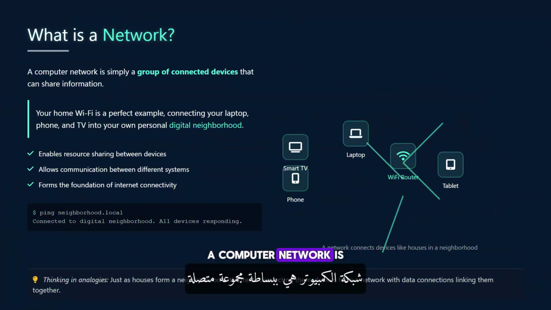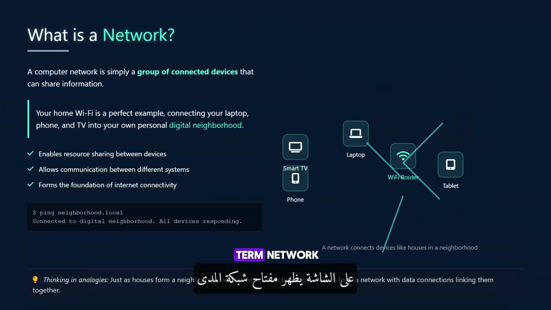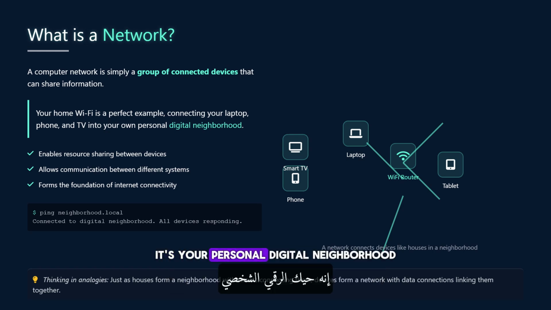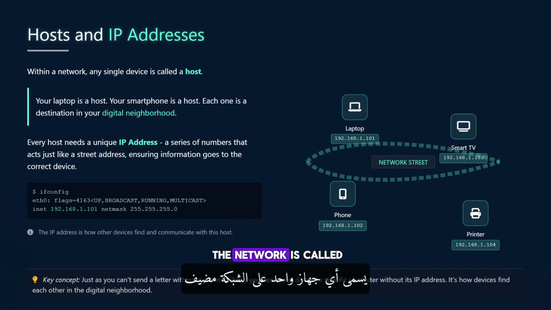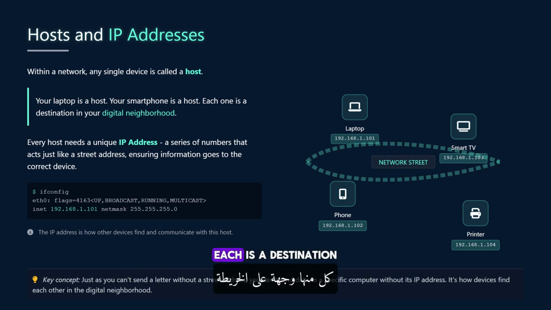A computer network is simply a group of connected devices that can share information. On screen shows key term network. Your home Wi-Fi is a perfect example of a small network. It's your personal digital neighborhood. Within this neighborhood are the houses. Any single device on the network is called a host. On screen shows key term host. Your laptop is a host. Your smartphone is a host. Each is a destination on the map.